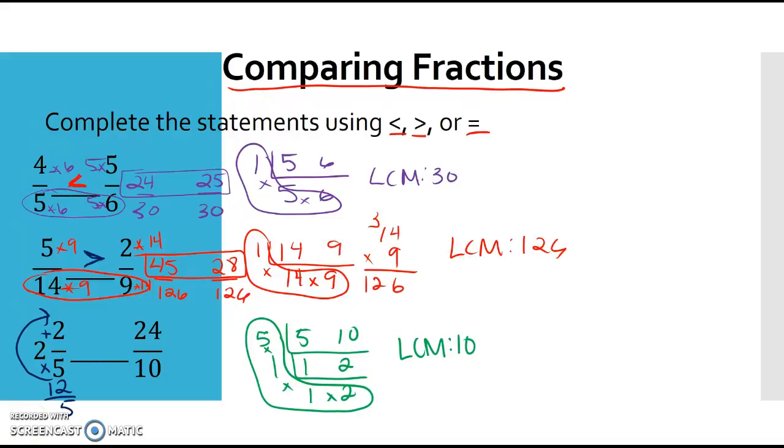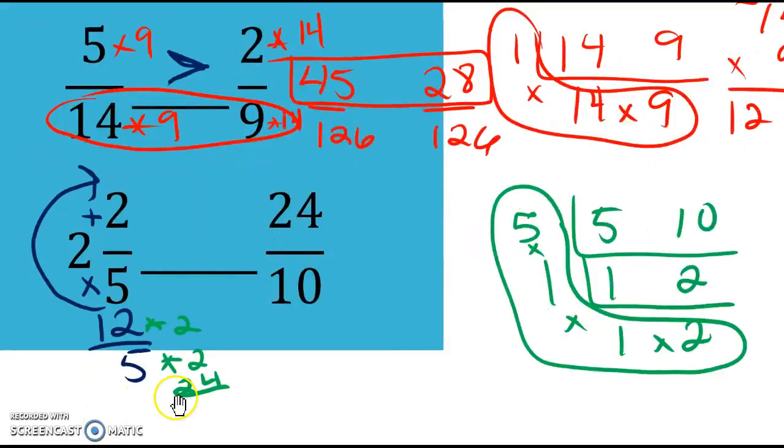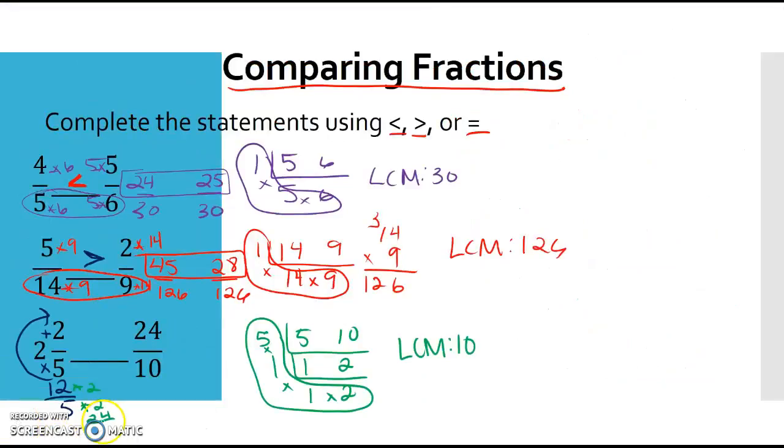So I found my least common multiple of 5 and 10 to be 10. So our 24/10 we don't have to change. We have to change our 12/5. So in order to get the denominator of 10, we have to multiply by 2. So now we're comparing 24/10 to also 24/10. So since the numerators are the exact same when we have the common denominator, we can put our equal sign in between there.